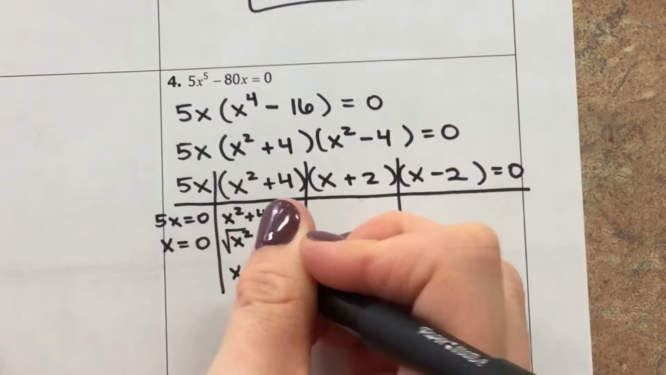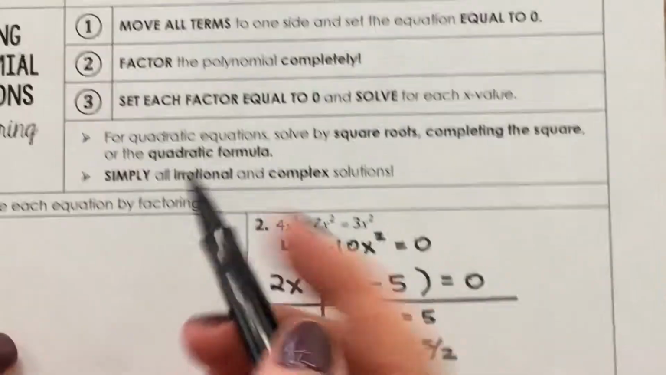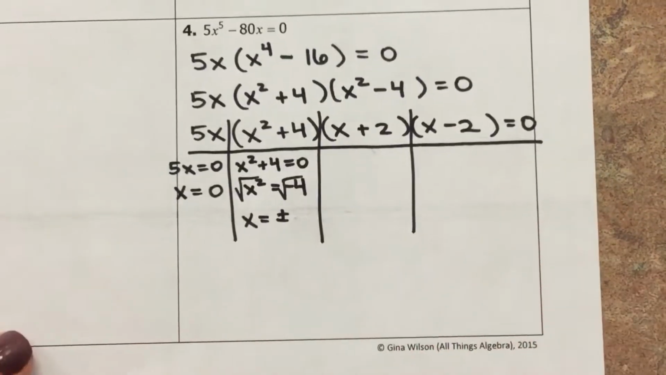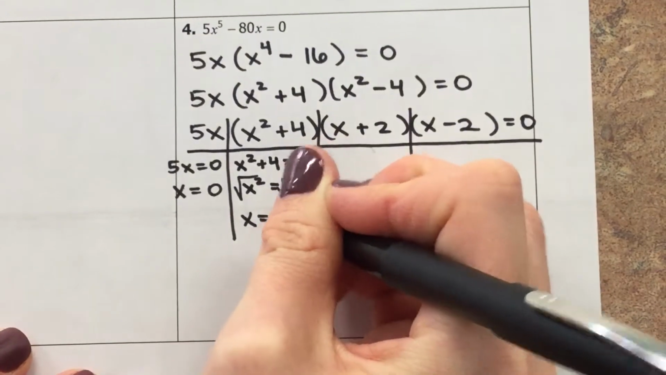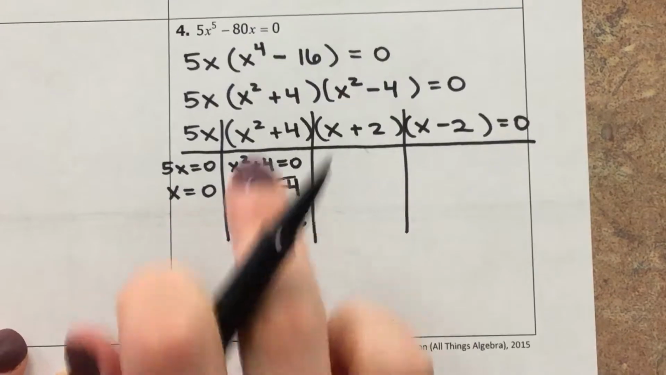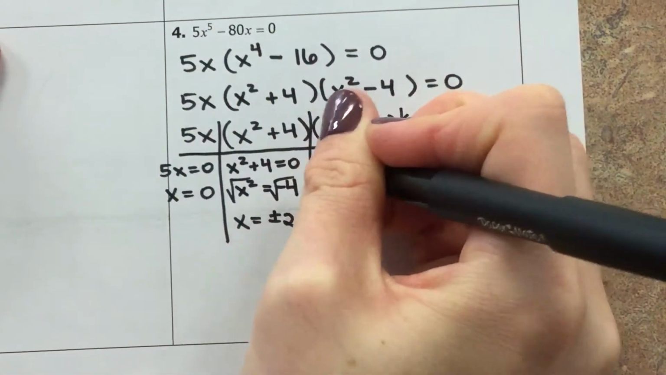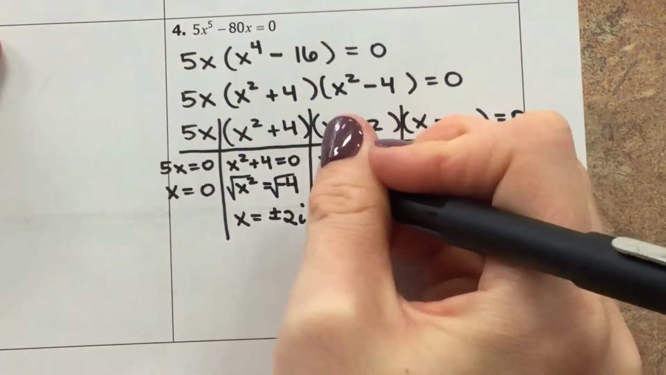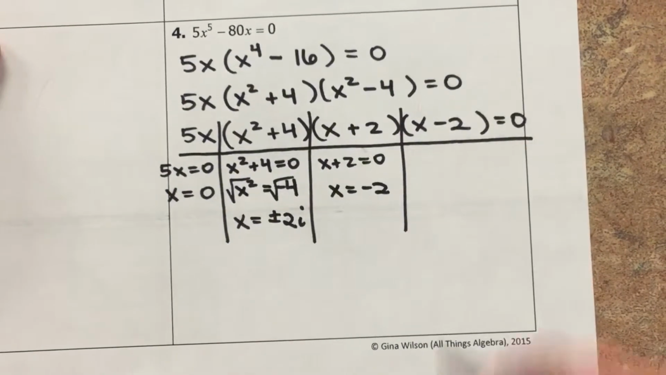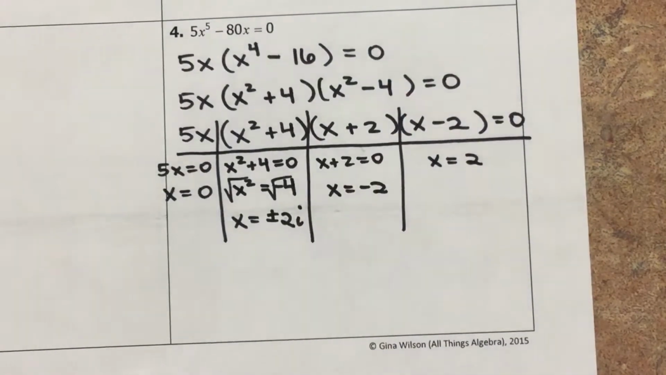So we get x equals, it does start with a plus or minus, and then this is a negative under the square root. So here is your reminder to simplify irrational and complex solutions. This one's going to be an imaginary number. So square root of 4 is 2, and then with the negative, it's going to be 2i. So 2 different answers there because it's a quadratic. This one, if I set that equal to 0, I'll take x plus 2, set that equal to 0. All I have to do here is subtract 2 from both sides. So I get negative 2, just a normal real number. And if I set this equal to 0, I add 2 to both sides, and I get 2.